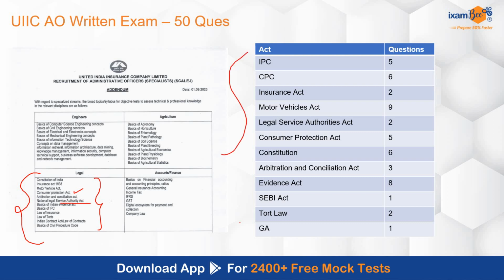These were the number of questions that came from various acts. There was one question from GA. The executive chairman of NALSA was asked. Other than that, 5 questions from IPC, 6 from CPC, 2 from Insurance, 9 from Motor Vehicle Act, 2 from Legal Services Authority Act, 5 from Consumer Protection Act, 6 from Constitution, Arbitration, Evidence, SEBI. All these were the questions from these areas.